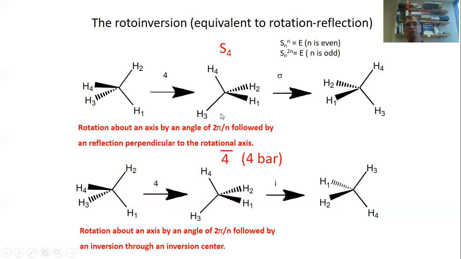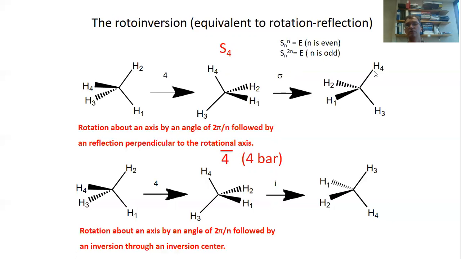H3 also moves to the other side. So both H4 and H3 are still in the paper plane. So what about H1 and H2? H2 moves through the mirror plane to the other side, still pointing to the back. And H1 moves here through that mirror plane to the other side and still points to the front.